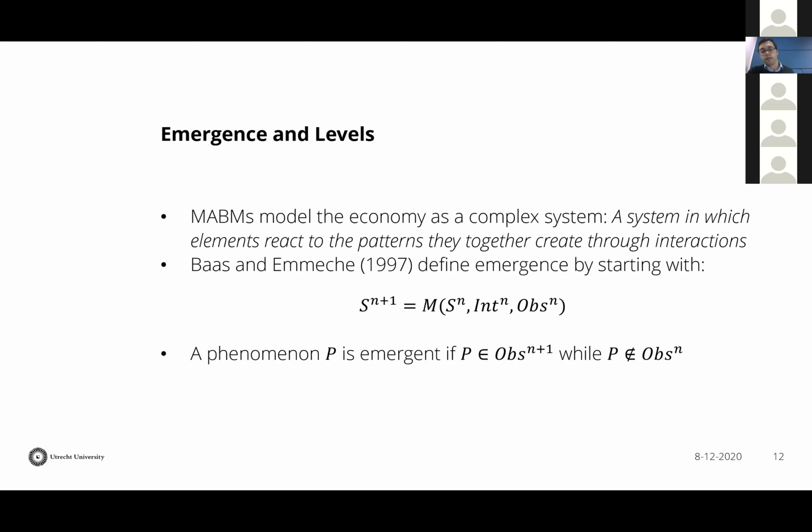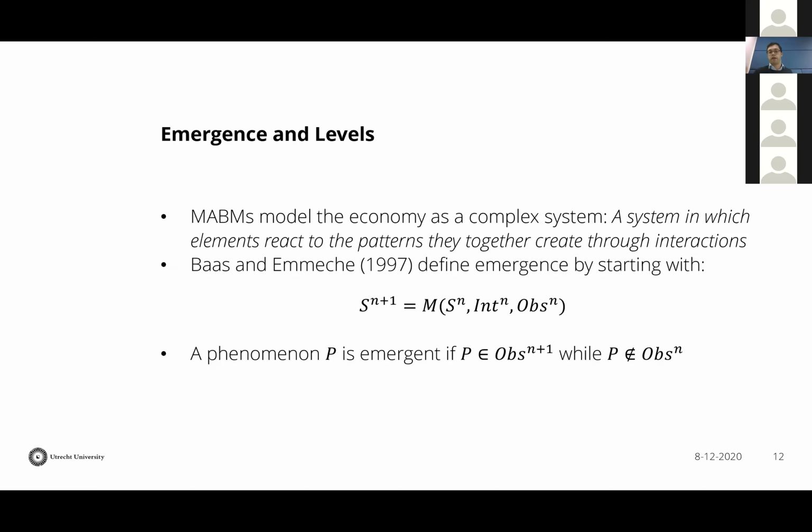And I have used this definition here of what is an emergent phenomenon. In this equation, we can see S, which are the structures of the model, and then we have int, which are the interactions, and finally an observation mechanism. And then we can say that a phenomenon P is emergent if we see it at the level n+1, but we do not observe it at the level that is below that.